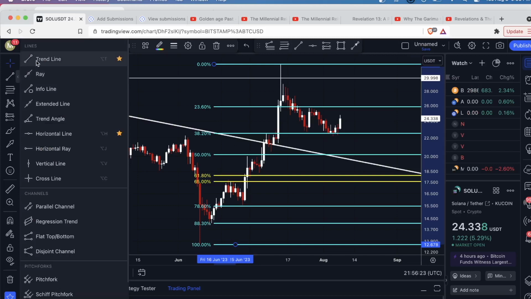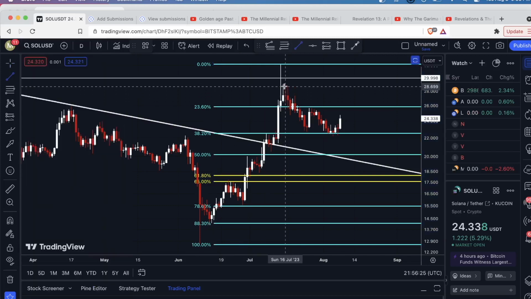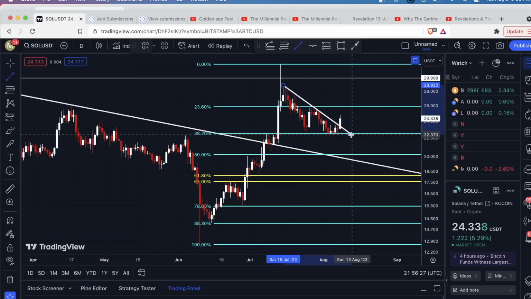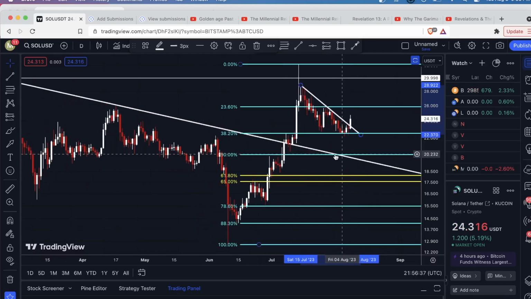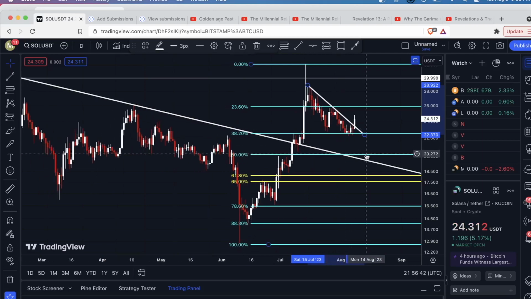Oftentimes when I see this bounce, I'll draw a downsloping level like this. So yeah, we're breaking that as well. So this is good. This is good for an upside move. It looks like, if this level breaks down, if Bitcoin crashes and Solana follows, then the next level I would look to would be around the 50% retracement right here, which might line up with this downsloping level of resistance, right? We make a wick down and then a body candle close above here. That's around $20, just over $20.